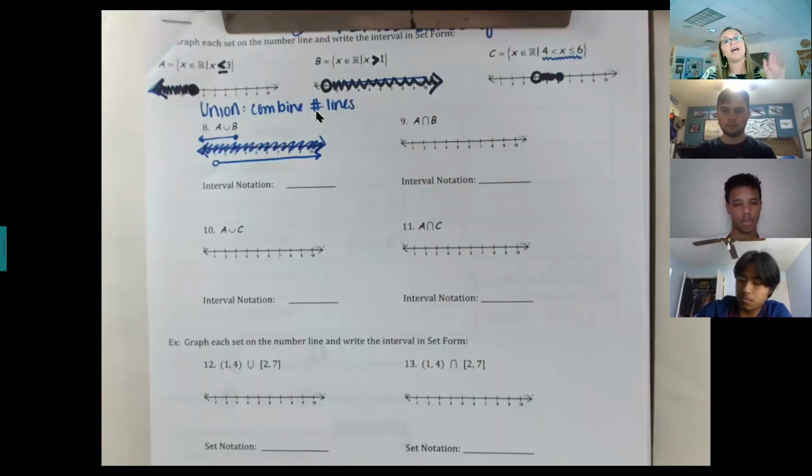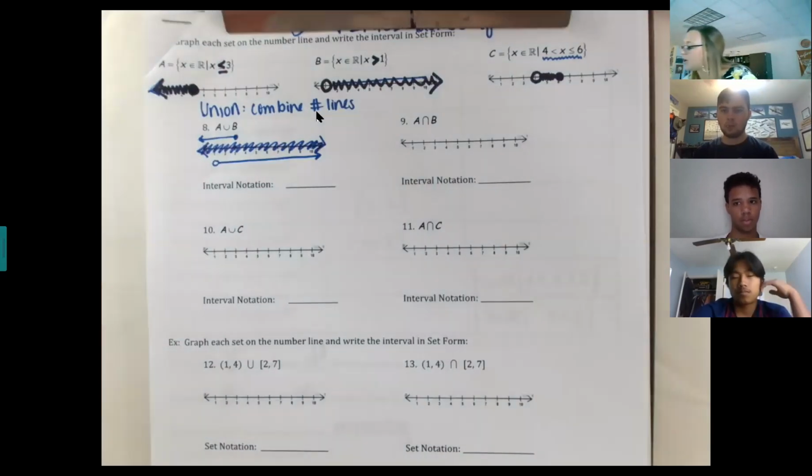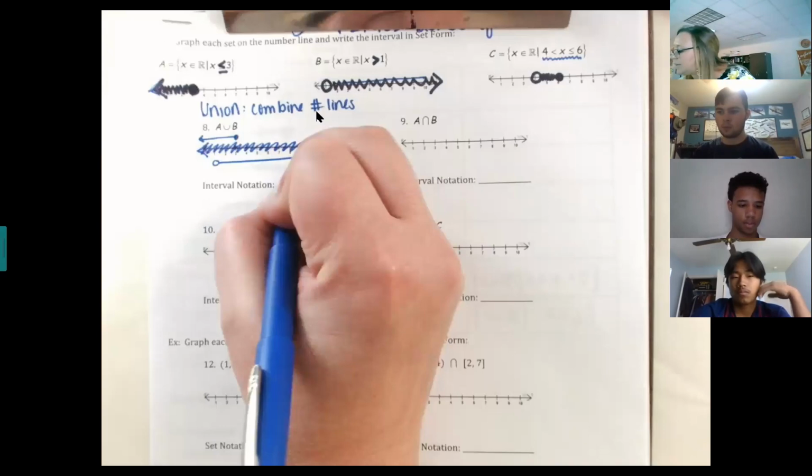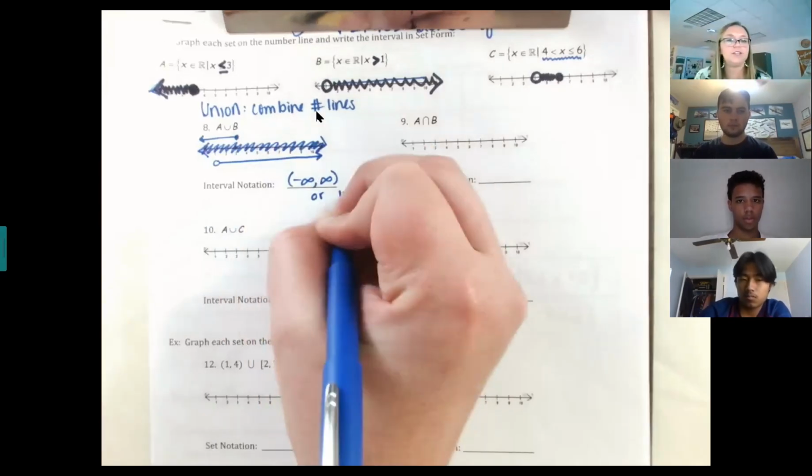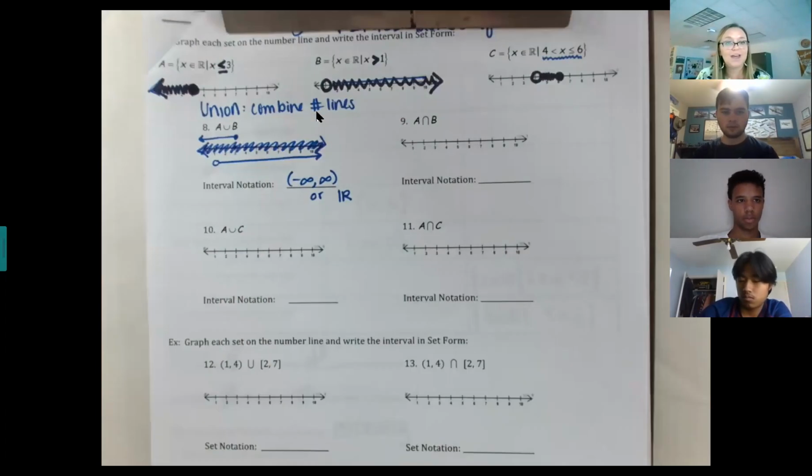Because remember that for a union, the top wants to shade all the way to the left, so we're going to do that. The bottom wants to shade all the way to the right, so we're going to do that. Well, we just shaded the whole number line. So remember that you have the option of doing negative infinity to infinity, or you can do your little R symbol. That's because when I line those up right on top of each other, everything ends up shaded. Okay?